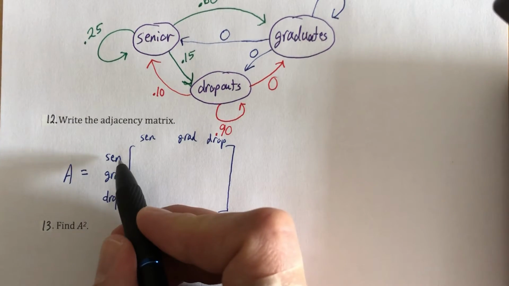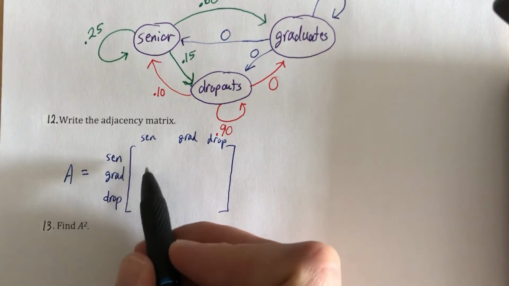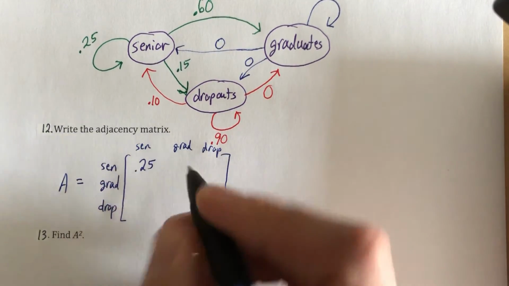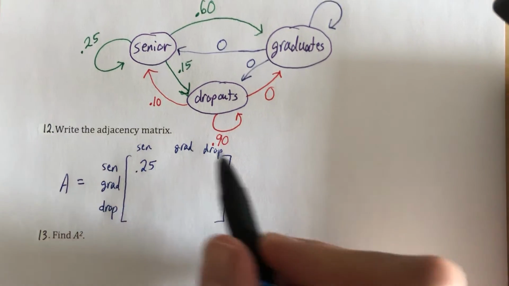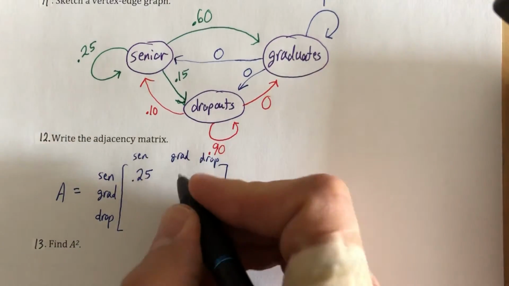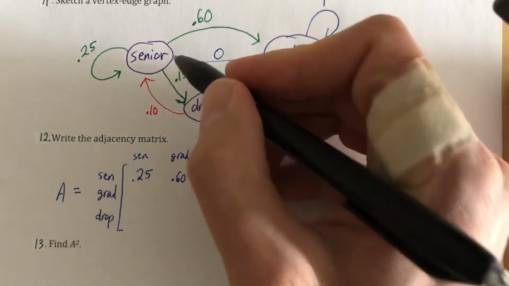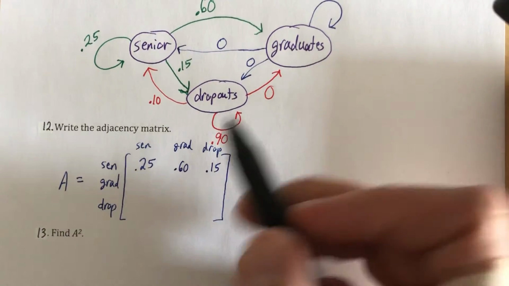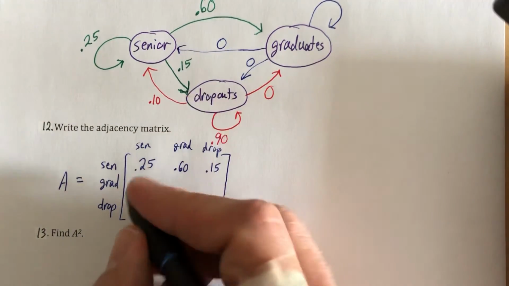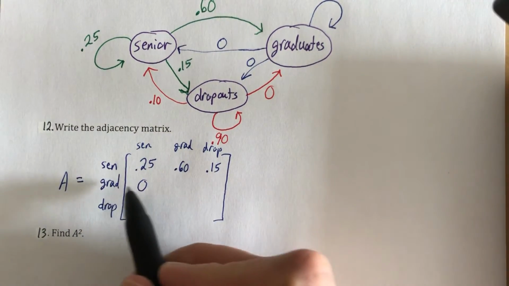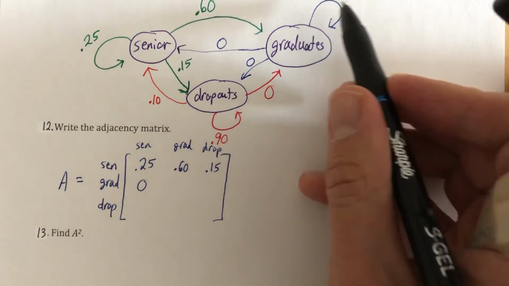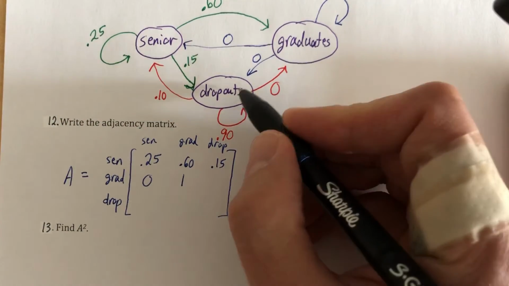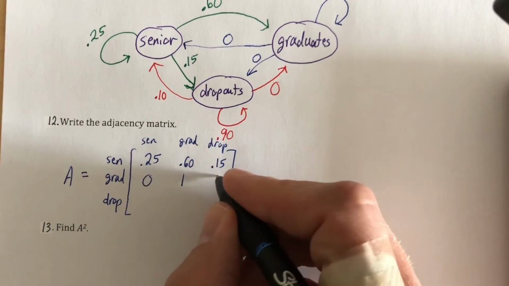A senior that remains a senior. You start as a senior, you end as a senior. That's 25%, so 0.25 right there. A senior that becomes a graduate is 60%. A senior that becomes a dropout is 15%. A graduate that becomes a senior, 0. A graduate that becomes a graduate, 100% of the time. A graduate that becomes a dropout, that is 0.